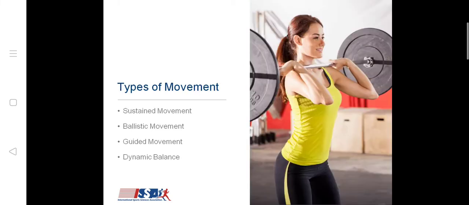A muscle can contract with different amounts of force and in different ways to produce different types of movement. A sustained movement is one in which there is continuous muscle contraction to continue the movement. A ballistic movement is one in which there is inertial movement after an explosive or quick maximum force contraction.